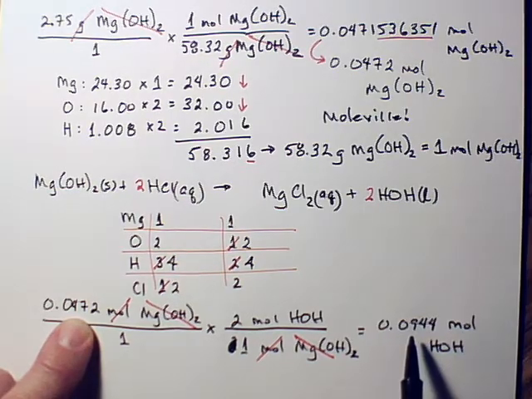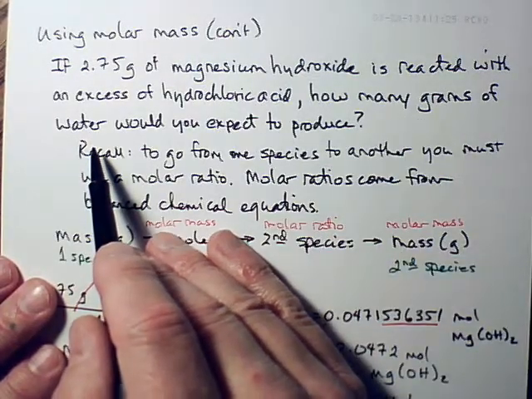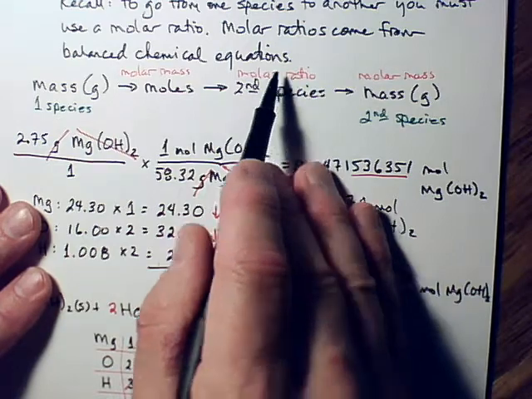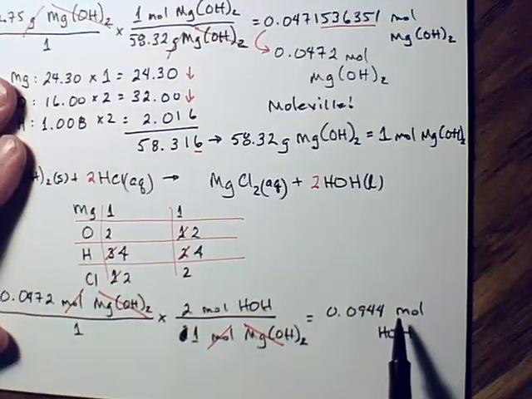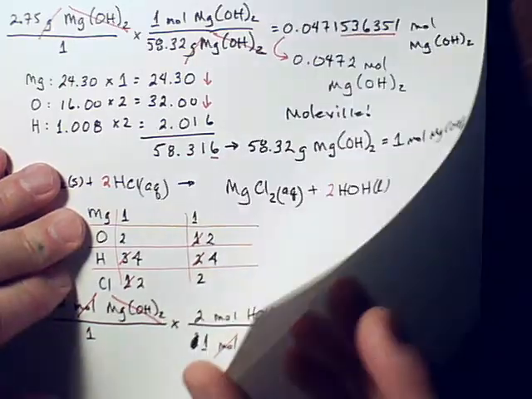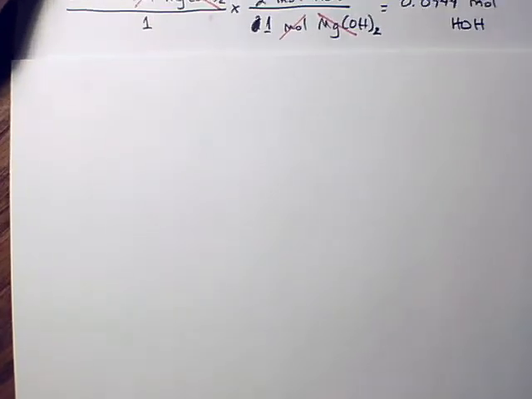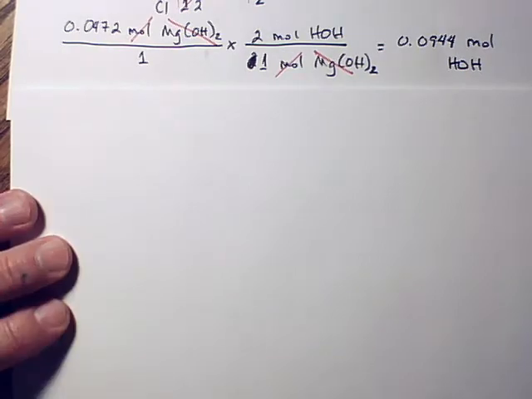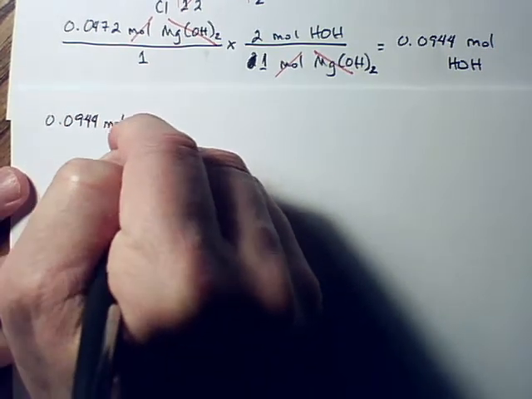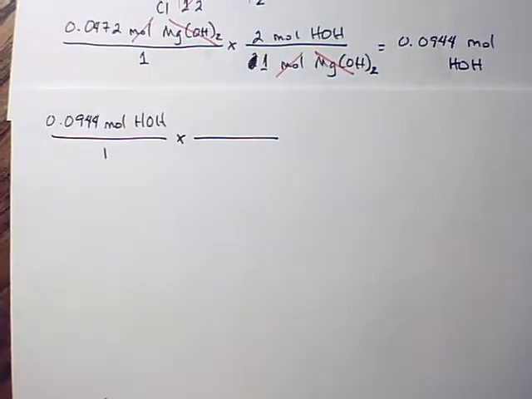Okay, we're not quite there yet because the problem asks you for grams of water. This number we just came up with is going to become a new starting amount. We have the moles of the second species. Now we've got to convert it into mass, so we need molar mass, only this time the molar mass of water. So starting with 0.0944 moles of water, put it over 1, and I need the molar mass of water to convert it into grams.